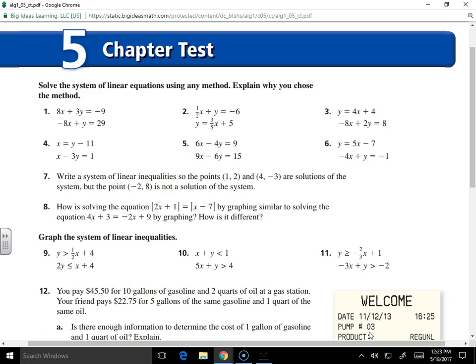Guys, for 1 through 6, you don't have to write a sentence explaining why you chose, but maybe just think through what would be easier. Elimination, substitution. My advice is probably not graphing. Graphing is one of the hardest ones.